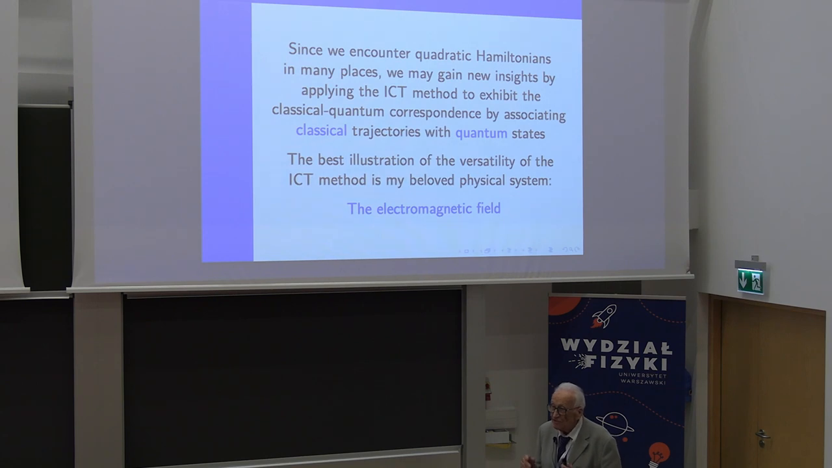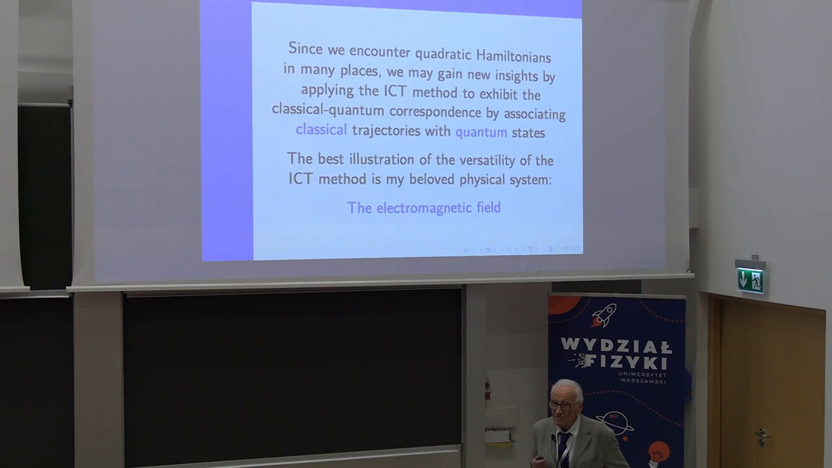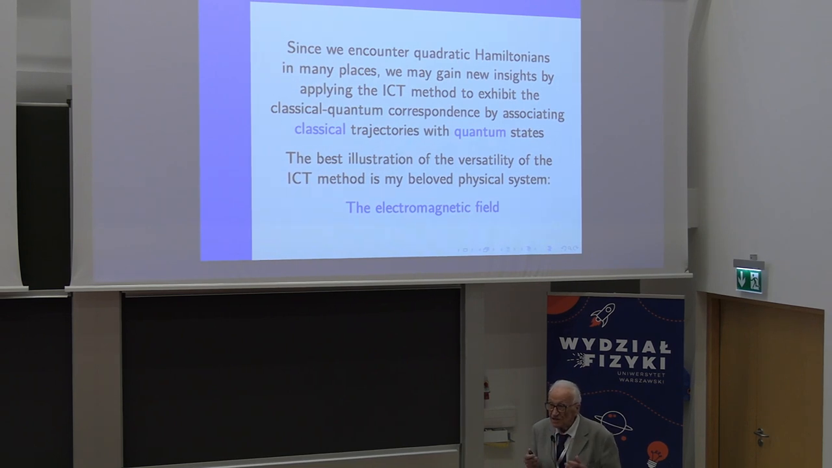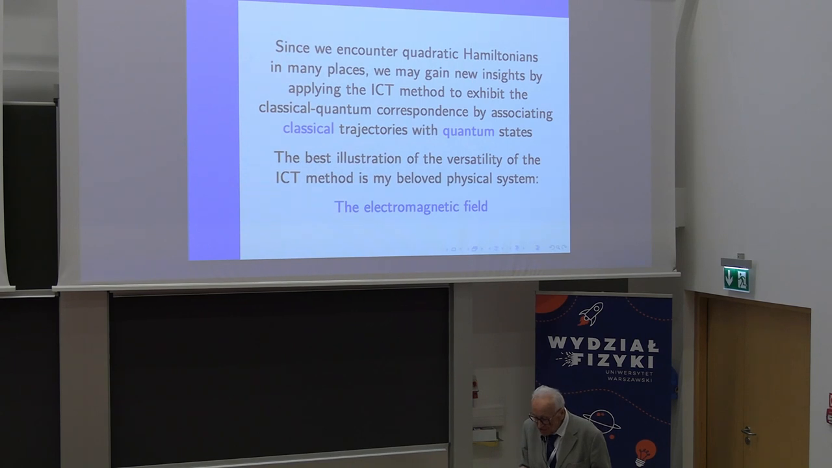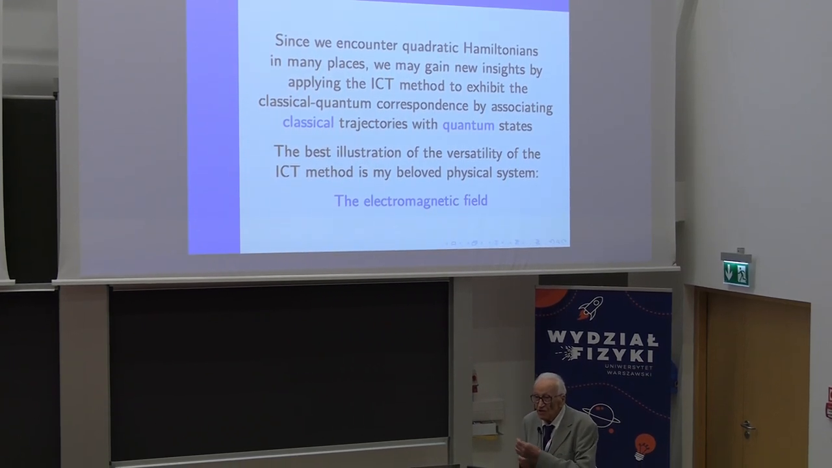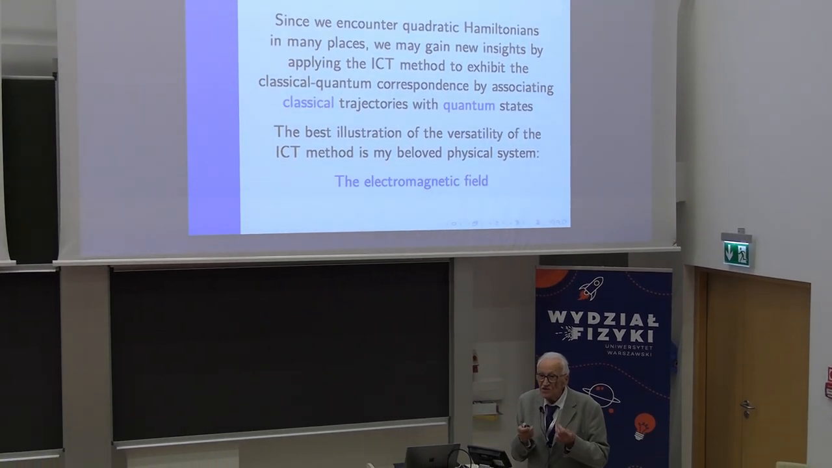quadratic Hamiltonians are everywhere. All physicists in their lives encountered at some stage quadratic Hamiltonians. There is one very big, very huge quadratic Hamiltonian system, which is called the electromagnetic field. The electromagnetic field is built from infinitely many oscillators. One can imagine that this is how it is working. So the electromagnetic field as a whole entity can be described in terms of harmonic oscillators. For harmonic oscillators, for the quadratic Hamiltonians, we have the injection method.